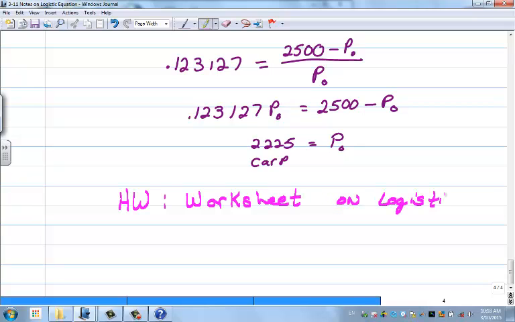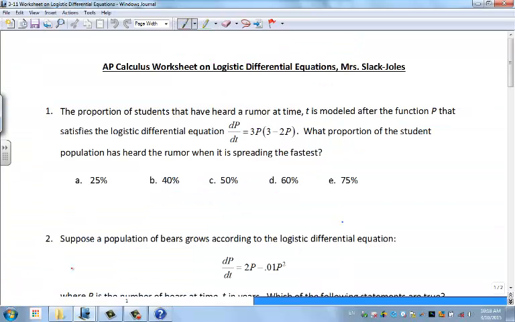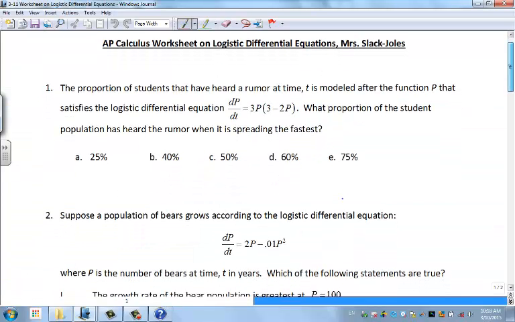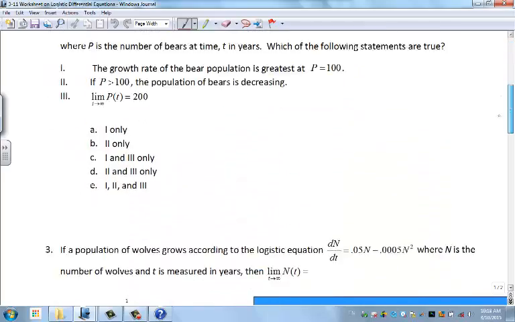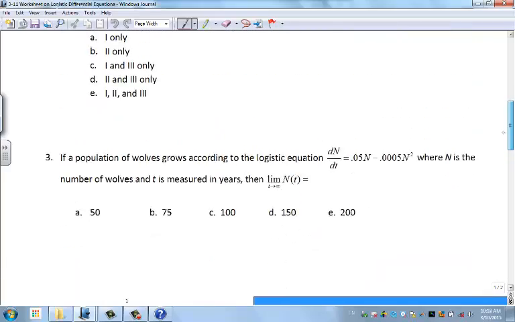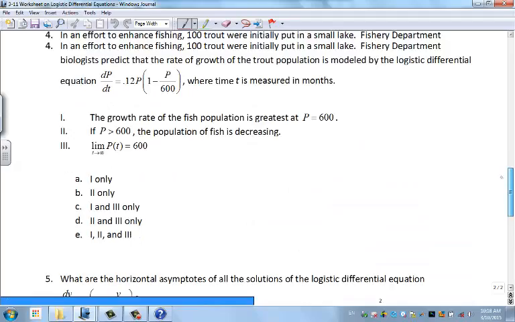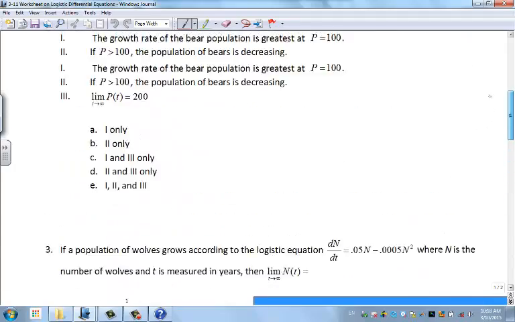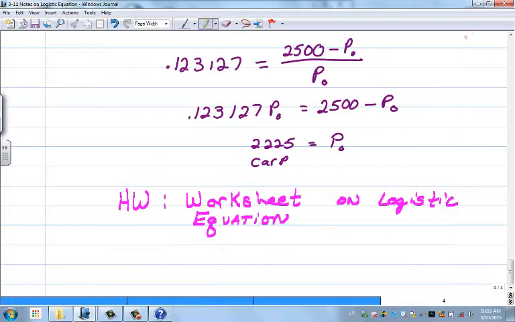I will show it to you. I think I have it at the bottom of my screen here. Let's see. This is what it looks like. AP Calculus worksheet on logistic differential equations. So remember, the key is always to get it in that form where you have Kp times 1 minus 1 over L times P. There are 5 questions. I think they're all multiple choice. And most of the logistic equation problems on your AP exam will be multiple choice.